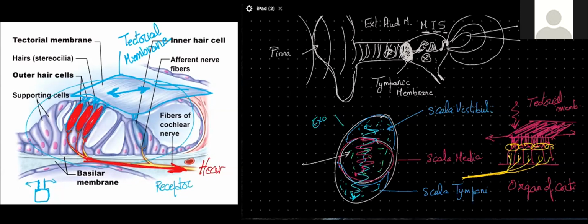To the hair cells on here. So the vibration of the cilia here, the kinking of the cilia, is what causes the depolarization of those hair cells, and those electrical impulses that you're going to be forming in those hair cells are going to be conducted through your nerve fibers to reach the brain for you to be able to hear the sound.